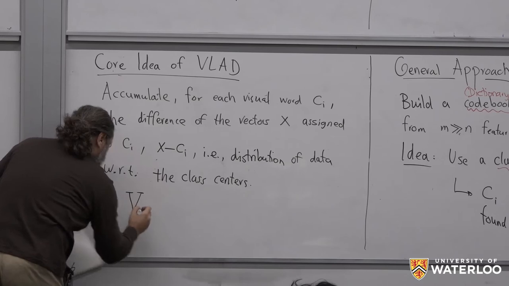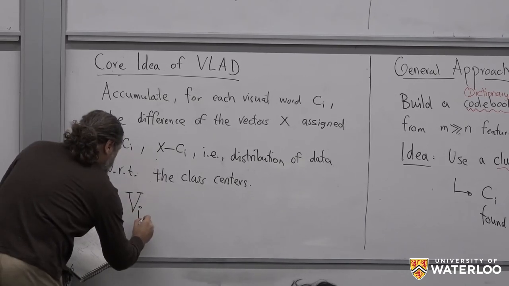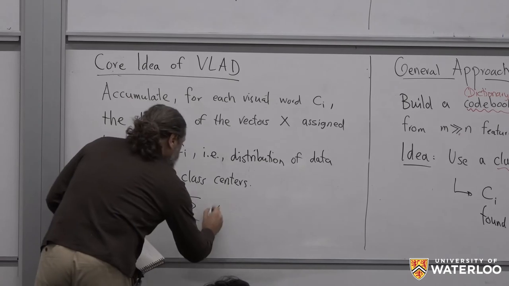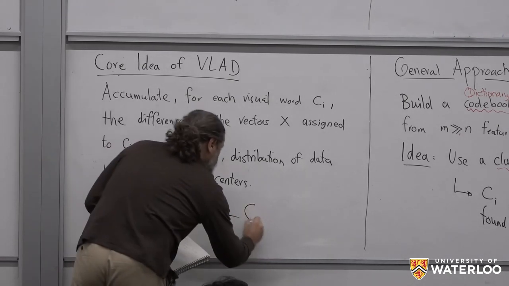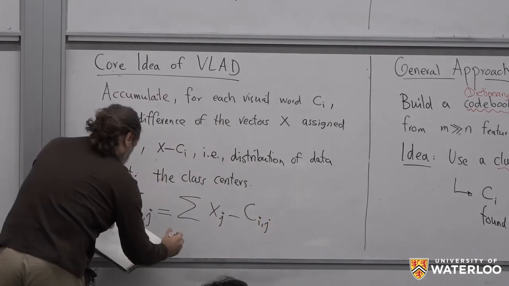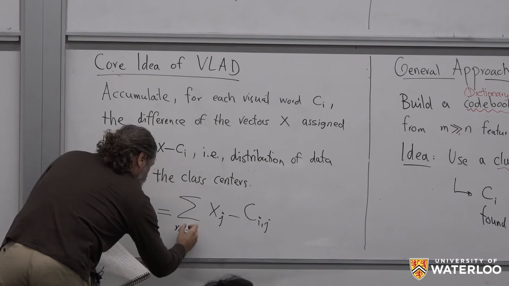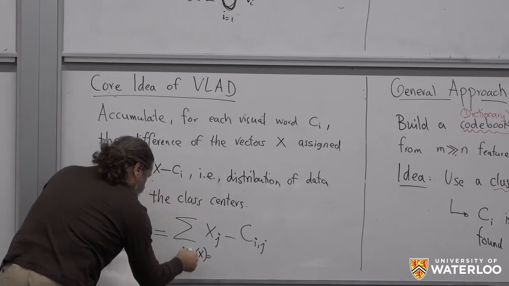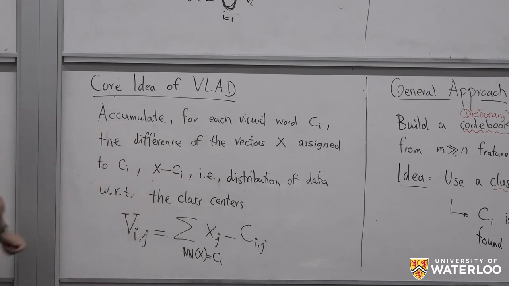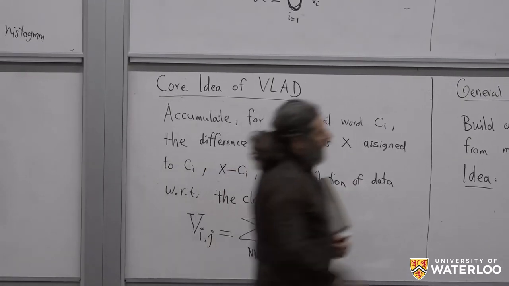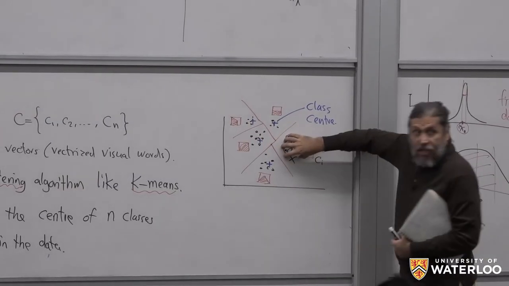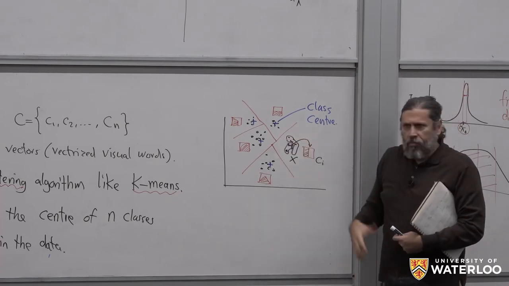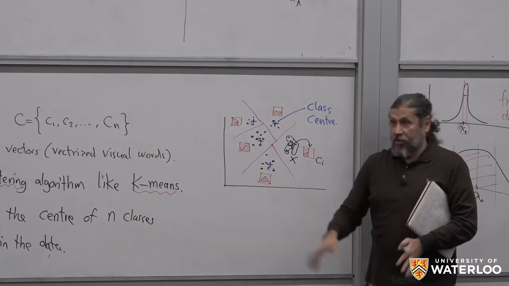So the so-called VLAD vector is v_ij, the VLAD vector is the sum of x_j minus c_ij, whereas x_j is coming from the nearest neighbor, NN of x is Ci. So what does it say? Look at just the x's that belong to the same class and build the difference of every x with the cluster center and add them up. Okay? What else? That's it.